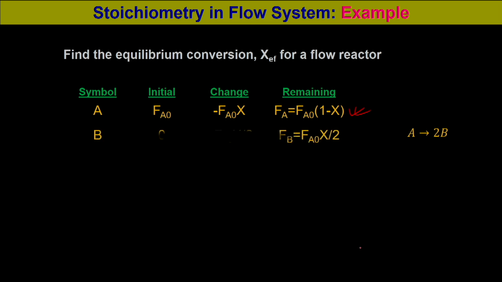Now, for component B, the initial amount is 0 and its change would be plus Fa naught x by 2. So, Fb would be Fa naught x by 2. Now, Ft naught would be Fa naught initially, and Ft would be Fa naught plus Fa naught x. So, if we sum these two, we will get Ft equal to Fa naught plus Fa naught x.